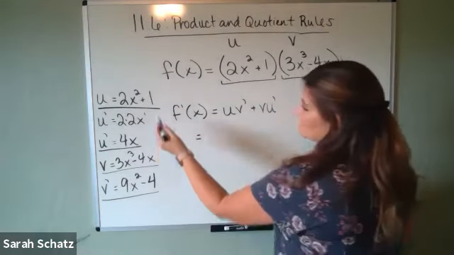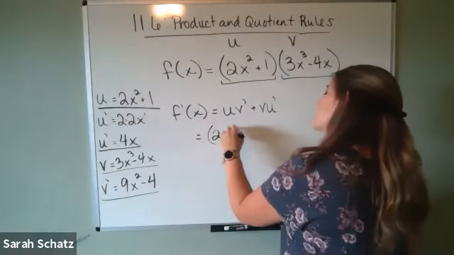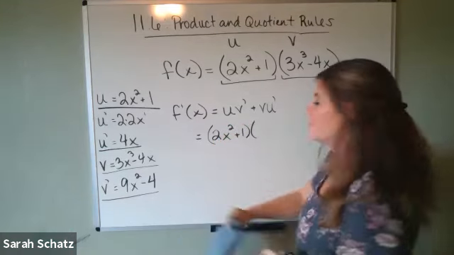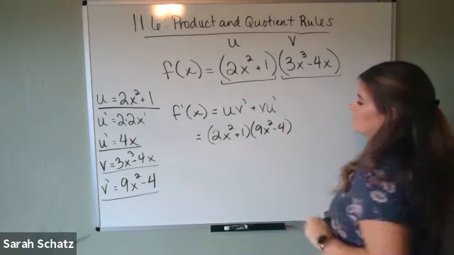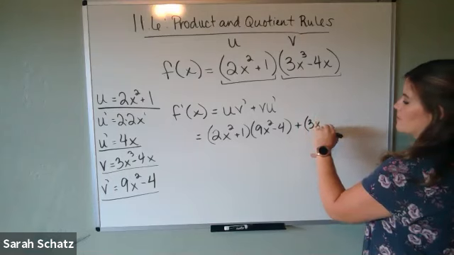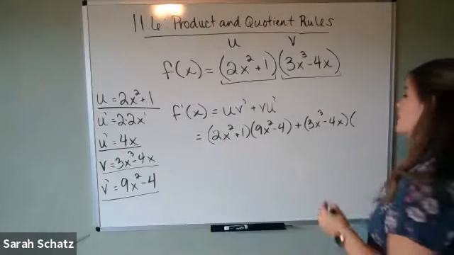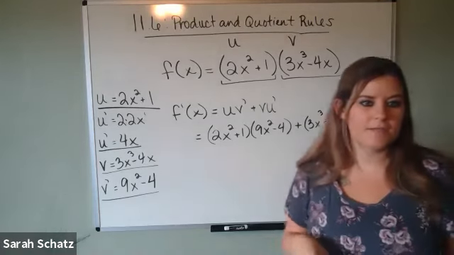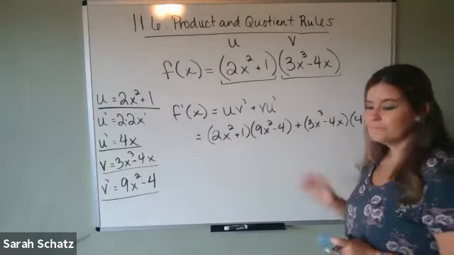So let's plug in what we have. So start with u, make sure you're using parentheses. So u is 2x squared plus 1 times the derivative of v. That one is right here, 9x squared minus 4. And then plus v, just original v is here, 3x cubed minus 4x times du, which is just 4x. All right, so there's a lot more going on in this one than there was on the last one where our derivatives were both just 1.